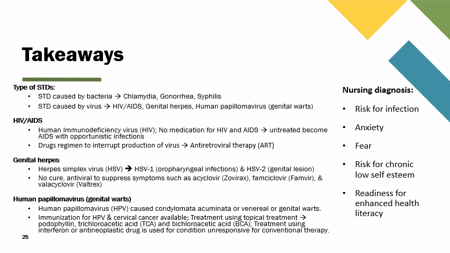The human papillomavirus is the one that causes condylomata acuminata, or venereal or genital warts. There are immunizations for HPV and cervical cancer available. Meanwhile, we can also treat it with topical treatments such as podophyllin, trichloroacetic acid, or bichloroacetic acid. We can also use interferon and antineoplastic drugs if conventional therapy is not working for the genital warts.